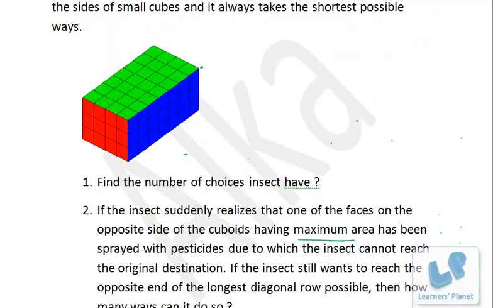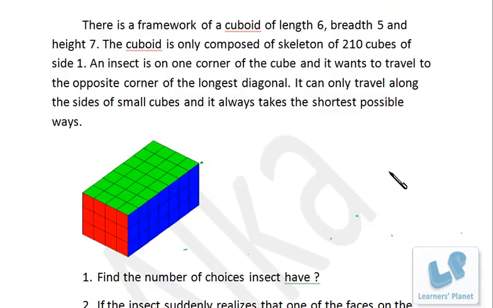Now what is happening over here? See, the cuboid's face having maximum area has been sprayed with pesticide. Now the face which we have over here having the maximum area will be the face 6 by 7, right? 6 by 7.